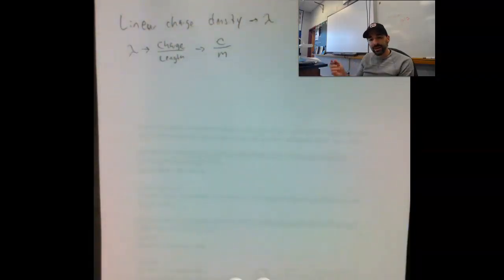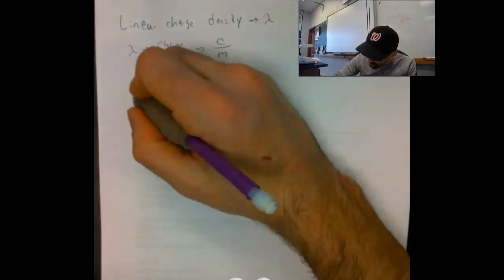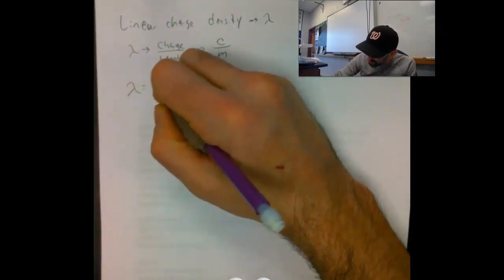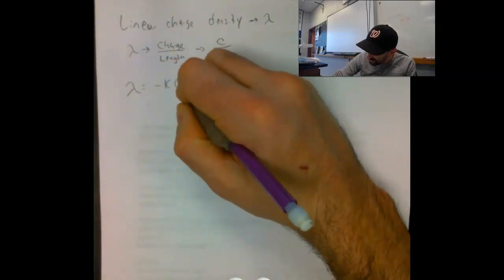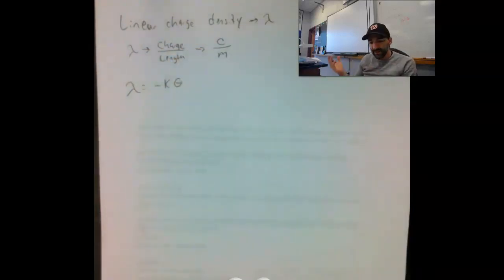And they told us that the semicircular rod has a linear charge density, I'm just looking at the problem down here, of negative k theta. So I'm going to define lambda as negative k times theta. Given information. Beautiful. Now assume k is a constant. Awesome. Part A, what are the units for k?